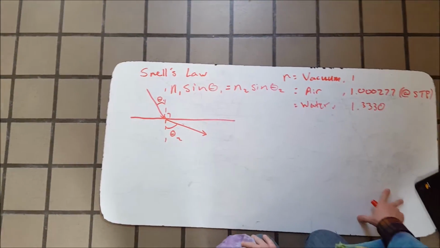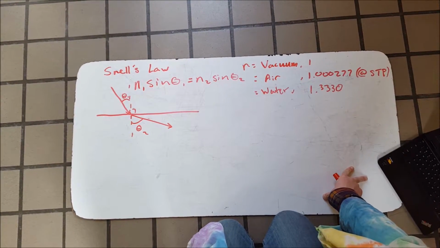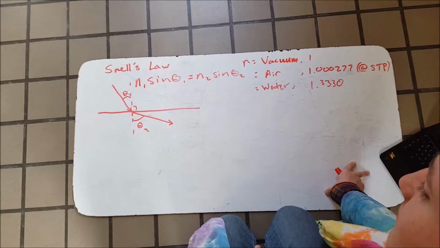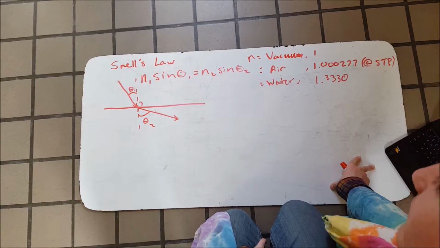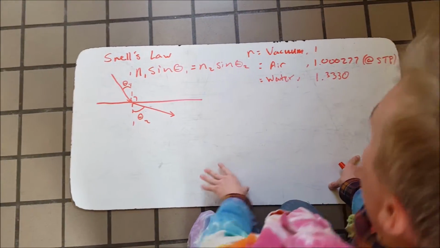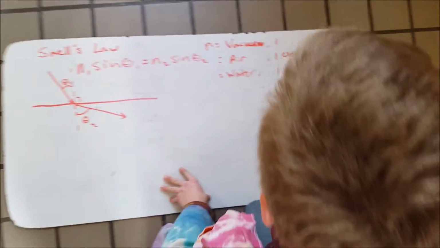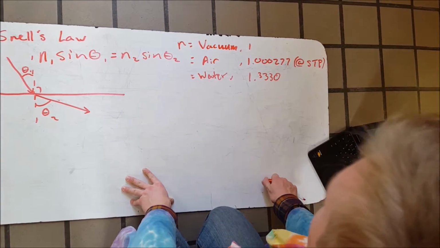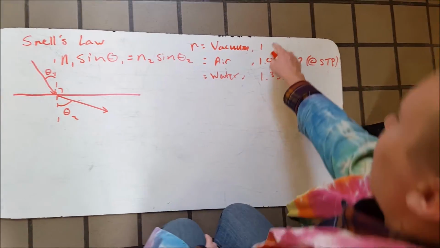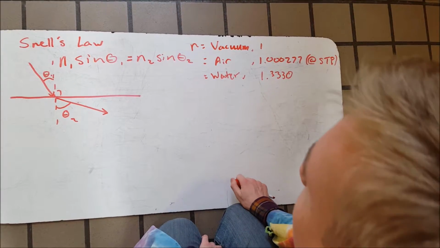N sub 1 is going to be the refractive index of the first, the initial substance that the light is going through. Then n sub 2 is of the second substance, and I've got over here a couple common refractive indices. A vacuum, by definition, is 1.